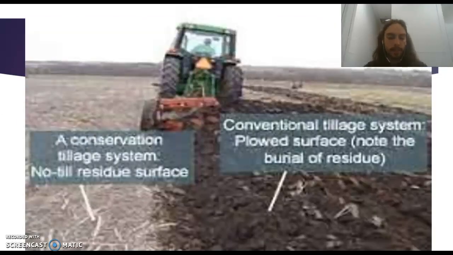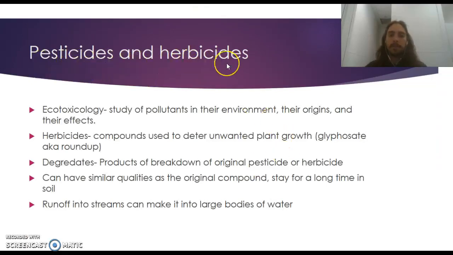And so here is just tilling. On the left here, we've got a conservation tillage system. So there's no till residue surface. Essentially, they go over it less than they go over it with conventional tillage. So conventional tillage, they're plowing the surface, and then they're burying the residue underneath of that plowed surface. And that's that accumulation of pollution that we were talking about. Tilling is necessary to kind of recycle nutrients in a system, but when we put too many nutrients and too many pollutants in the system, then that's just going to cause burial of pollutants and fertilizers and pesticides, all sorts of stuff. So let's get into pesticides and herbicides.